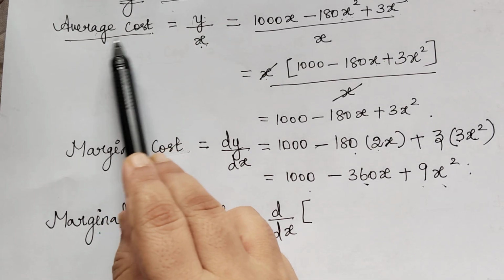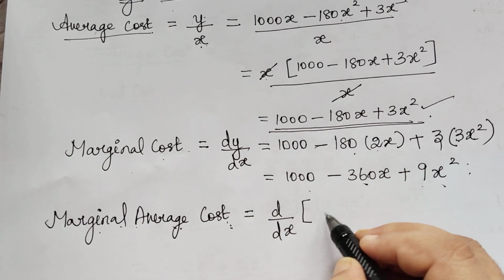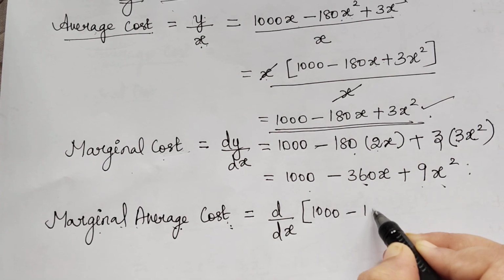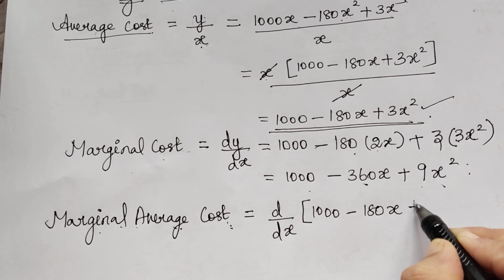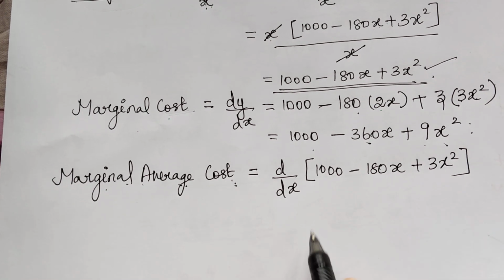So what is average cost? We have obtained it to be this one, that is 1000 minus 180x plus 3x square. Now this function we have to differentiate with respect to x.